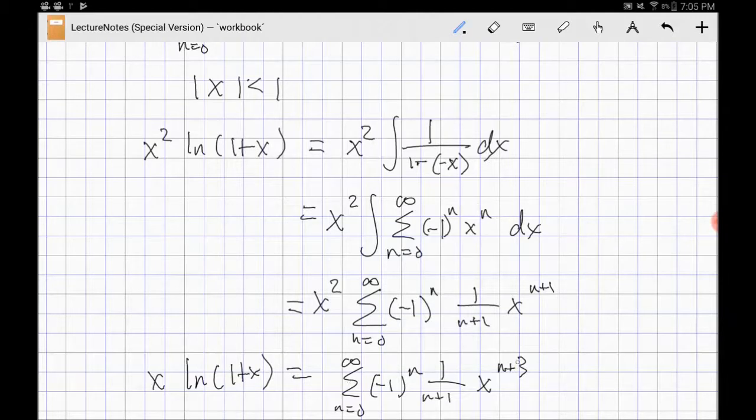Obviously, this series has to converge for this to hold true, because we know that this function has a value for values of x that are non-negative, and for when ln is defined.